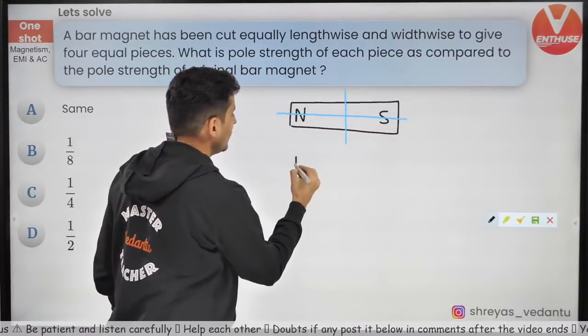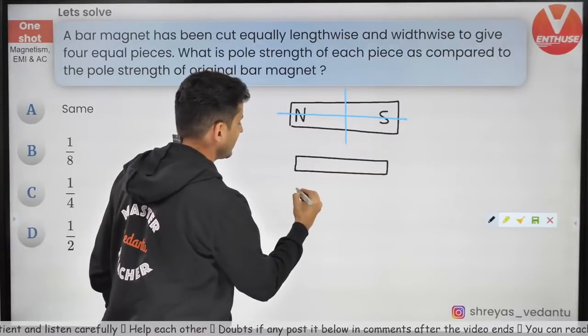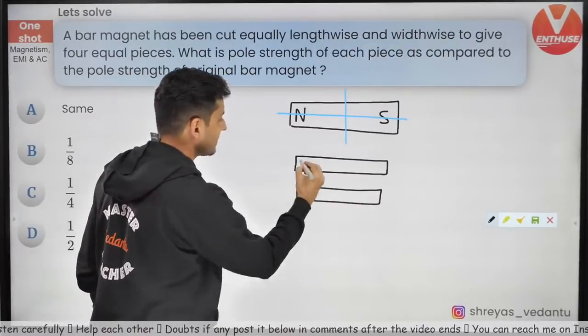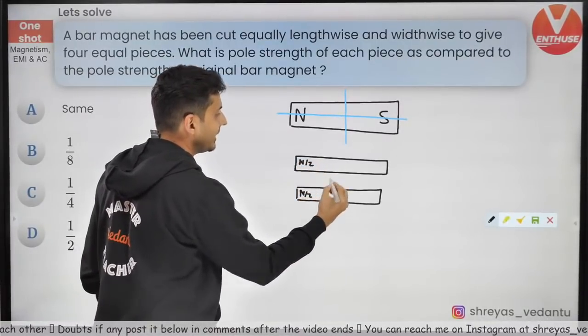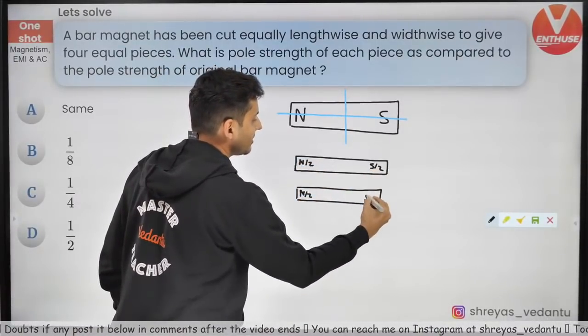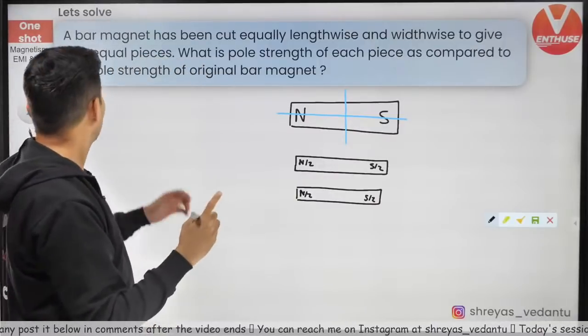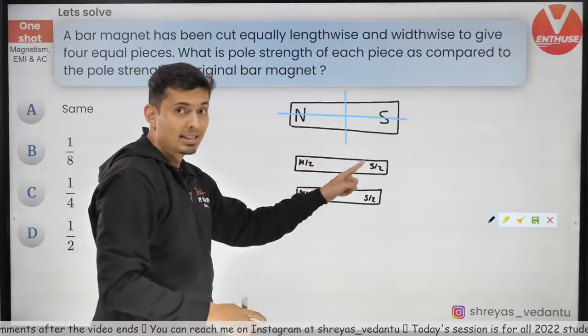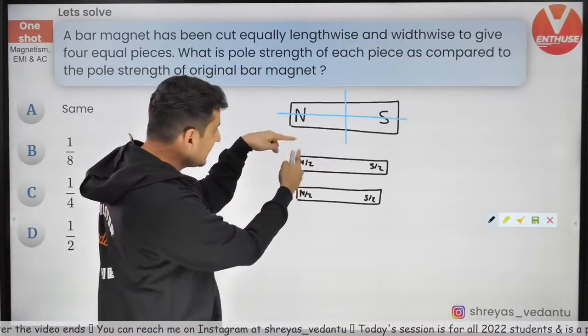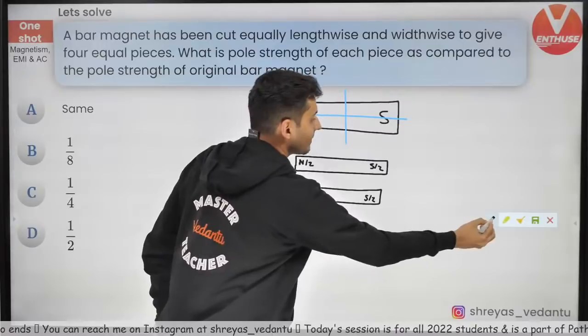Let's see. You will get two thin magnets. This pole will be north by 2. This pole will also be north by 2. This will be south by 2. This will be south by 2. Correct? Okay, so that's what you are going to get. These are the pole strengths. Pole strengths will get divided into equal halves.